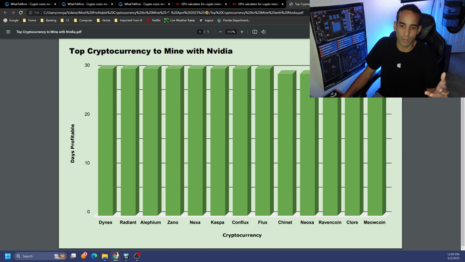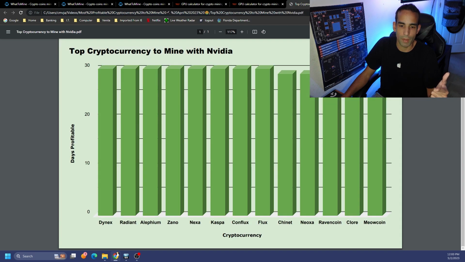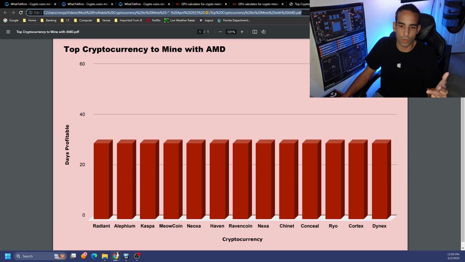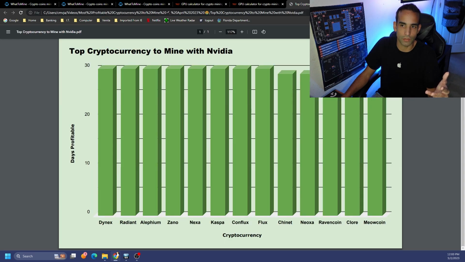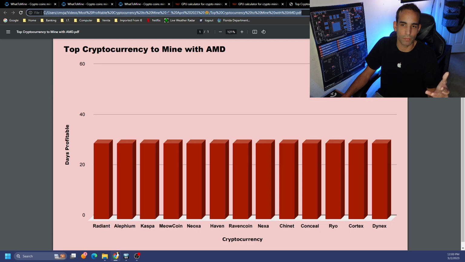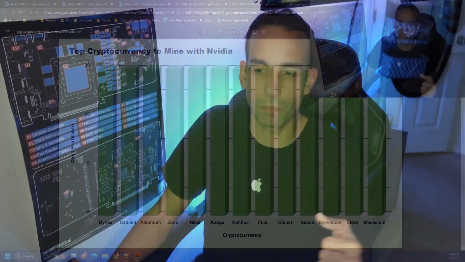What else we got? That's pretty much it. Radiant, Alphium, maybe Caspa are the three coins. Ironfish right now, it's not in the data because, again, the mainnet happened towards the end of April. But Ironfish would be another one that I would keep an eye on to see how the project prevails or moves forward. But that's going to do it for today's video.